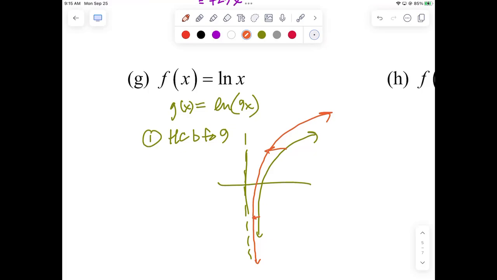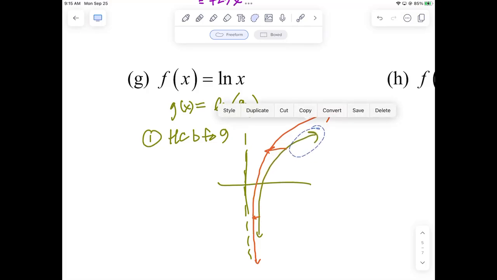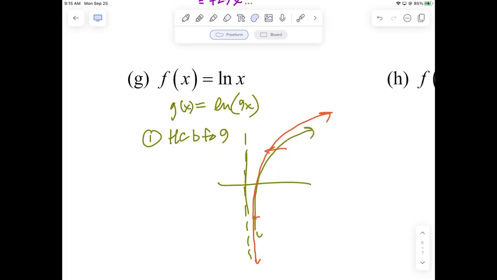I can translate it. I can shift it, right? Now, if I shift it horizontally, it looks like it might work. But if I shift it horizontally, that's also changing the location of the vertical asymptote, isn't it? And do I want to change the location of the vertical asymptote? No. So what's the only option? If I can't compress it or stretch it, and I can't move it left or right, what's the only other option? Moving it up or down.